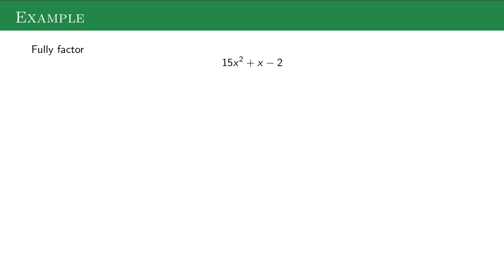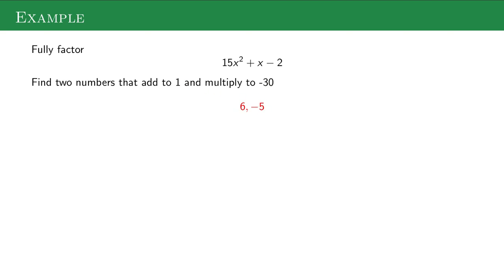Again, another example: 15x squared plus x minus 2. We're looking for numbers that add to the middle term. There's that invisible 1 here, so we're adding to 1. And we multiply to the product of the outside numbers, negative 30. So what multiplies to negative 30 but adds to 1? 6 and negative 5. All right, always double check. 6 times negative 5 is negative 30. 6 plus negative 5 is 1.